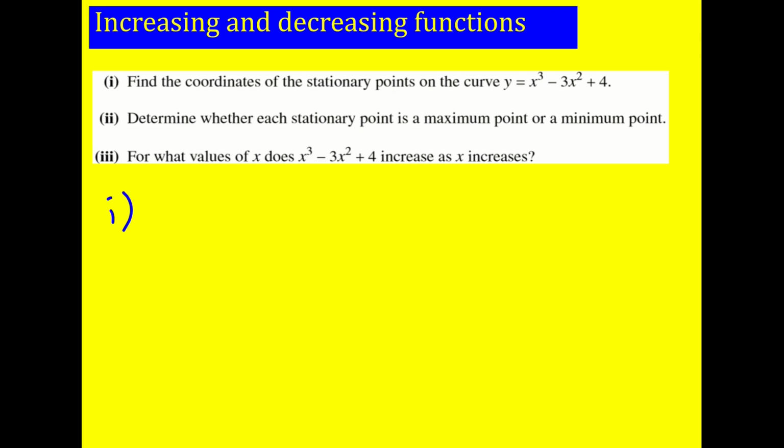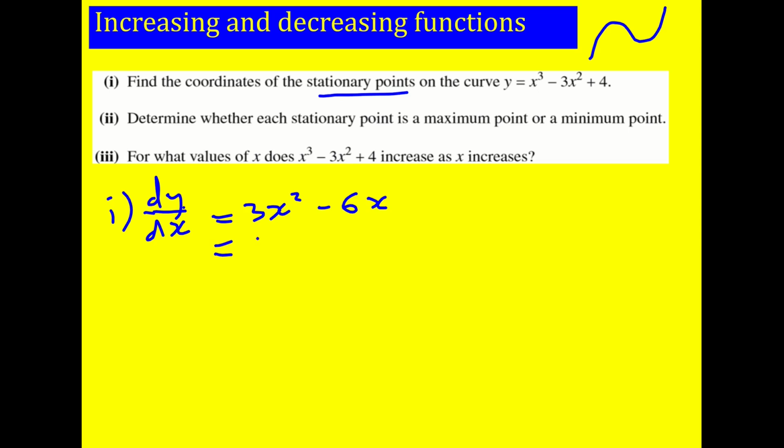So, part 1, I've got that y is equal to x cubed minus 3x squared plus 4. I want to find stationary points. That means I need to look at dy by dx. By the way, this is going to be a cubic, and it's a positive cubic, and it's probably going to look a bit like this. So I can differentiate: 3x squared minus 6x equals 0 for stationary points.